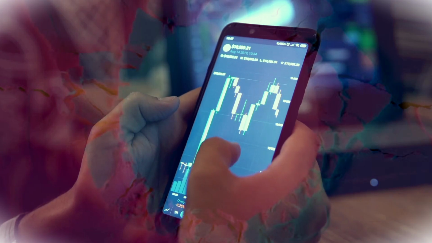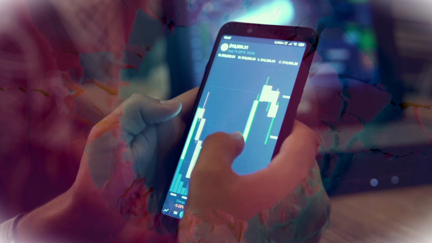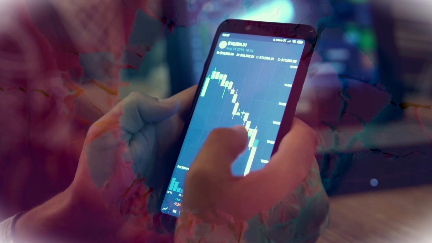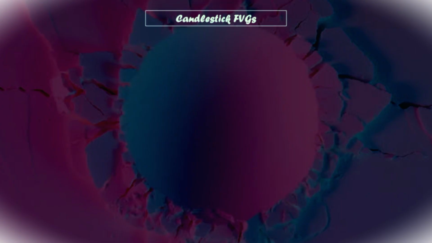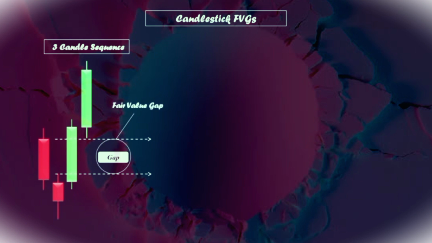So how do you identify fair value gaps? To identify fair value gaps from a candlestick perspective, note the following. 1. Fair value gaps typically form within a sequence of 3 candles and are noticeable on the chart as large candles. The gap exists where the upper and lower wicks of adjacent candles do not fully overlap the body of the middle candle, creating a fair value gap zone between the wicks, centered on the body of the middle candle.